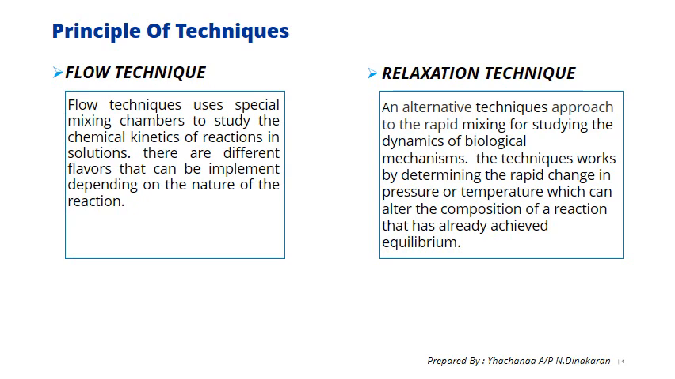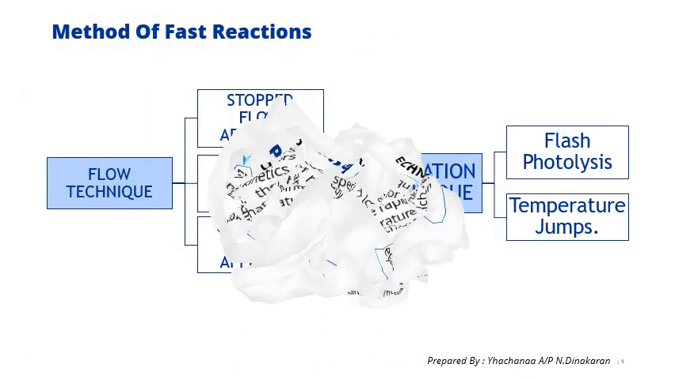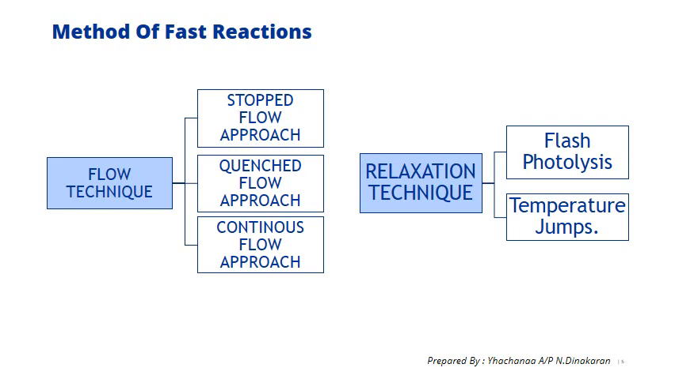Whereas the relaxation method is an alternative approach to rapid mixing. It studies the dynamics of biological mechanisms. These techniques work by determining the rapid change in pressure or temperature, which can alter the composition of a reaction that has already achieved equilibrium. The methods available under flow techniques are stop flow, sequence flow, and continuous flow approaches. The methods available under relaxation techniques are flash photolysis and temperature jump.